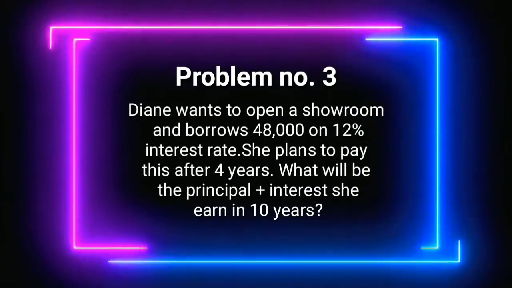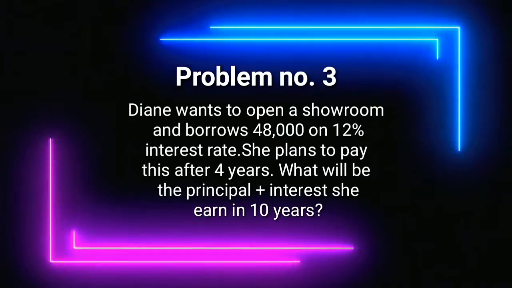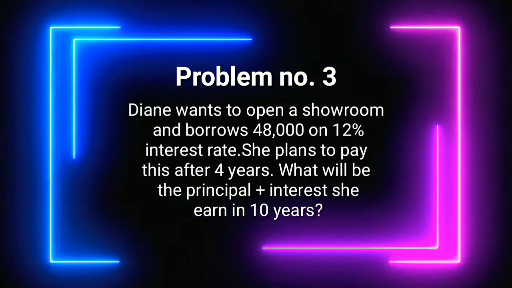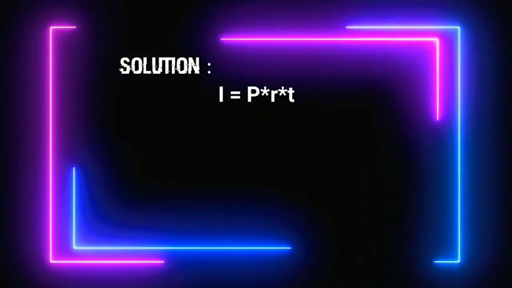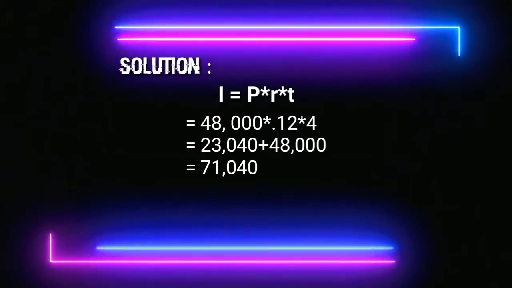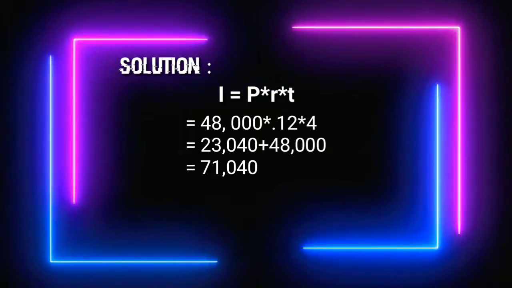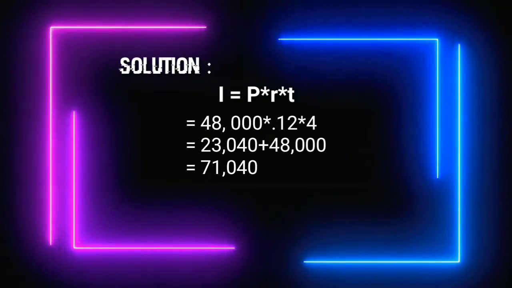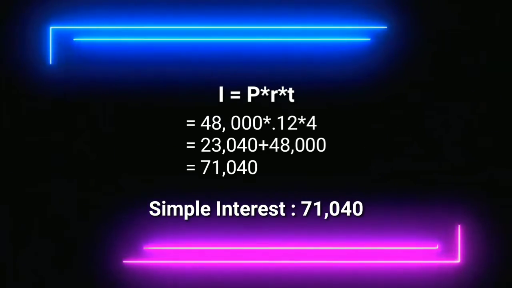Problem number 3. Diane wants to open a showroom and borrows 48,000 on 12% interest rate. She plans to pay this after 4 years. What will be the principal plus interest she earned in 10 years? This problem is the same as problem number 2, so I'll just repeat the process. 48,000 principal times 0.12 interest rate times 4 is equal to 23,040. So we simply add the principal, which is 48,000. So the final answer is 71,040. And simple interest is 71,040.